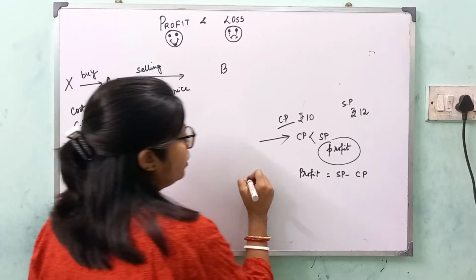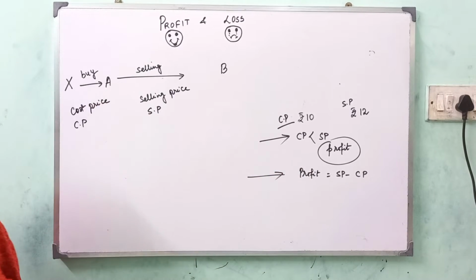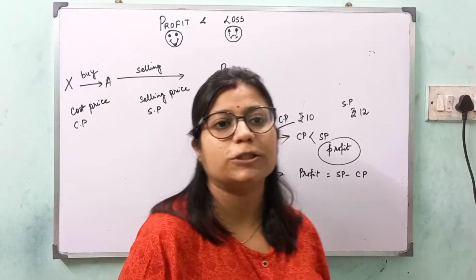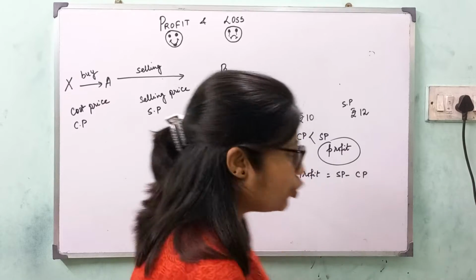And how do you calculate the profit? It is the selling price minus the cost price. That is the excess amount over the cost price at which you are selling it to your friend.